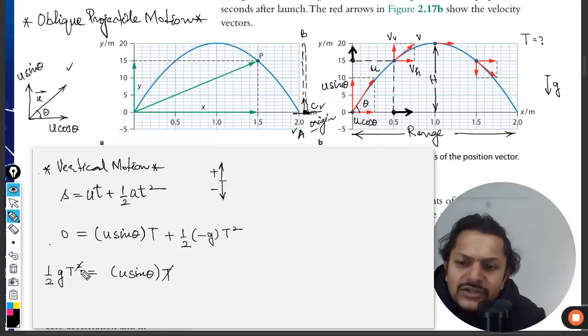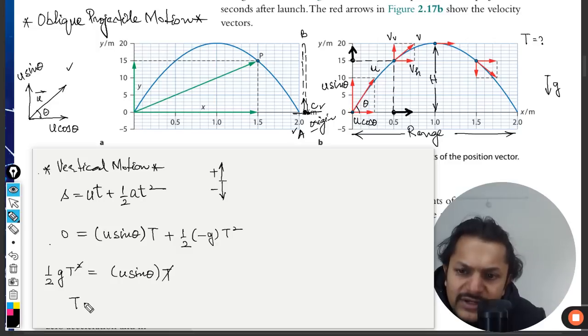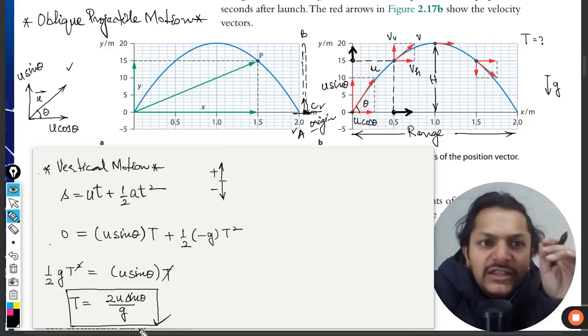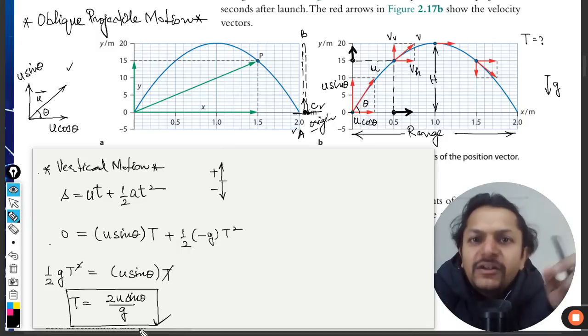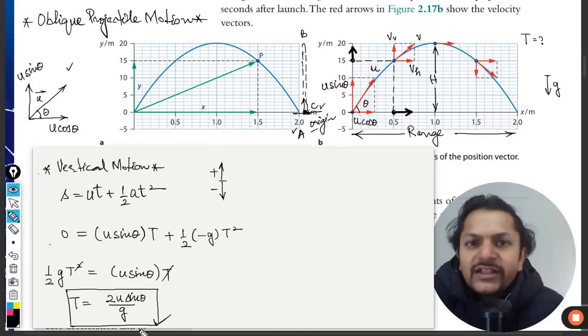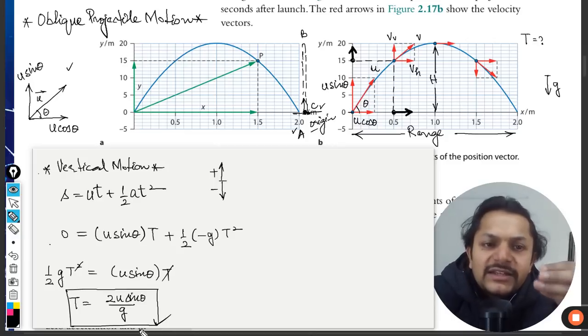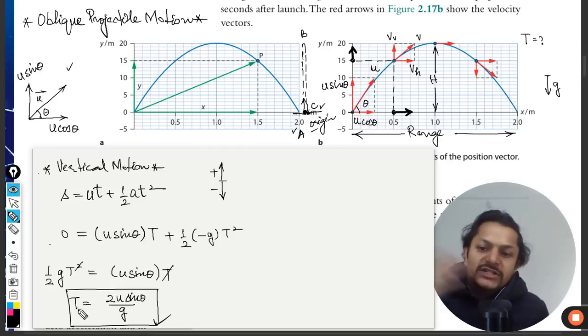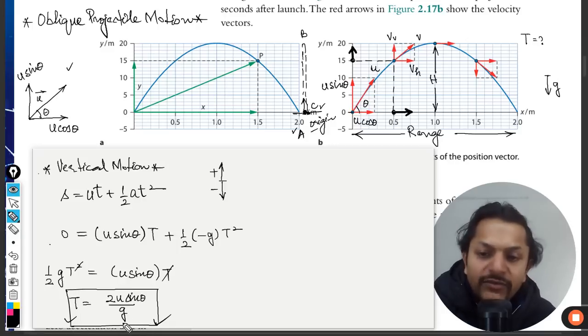But anyways, from here we find that the capital T can be written as twice of u sine theta divided by g. So this is T. This is the total time of flight, the time for which the projectile was in air. Or if we take the example of cricket, I can say that it is the time for which the ball was in the air. So this is the time T, 2u sine theta divided by g.